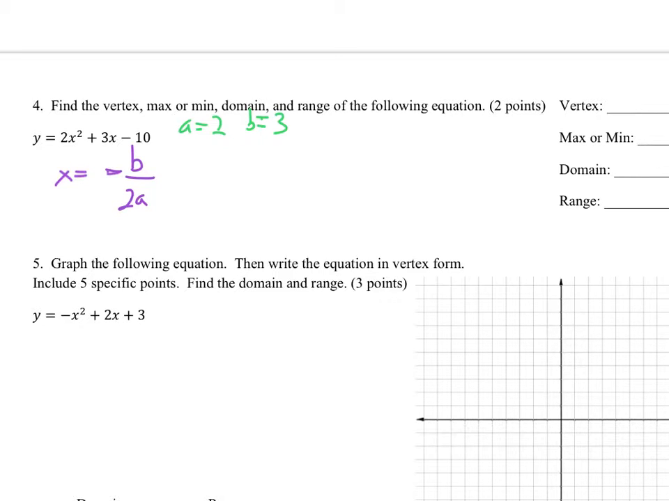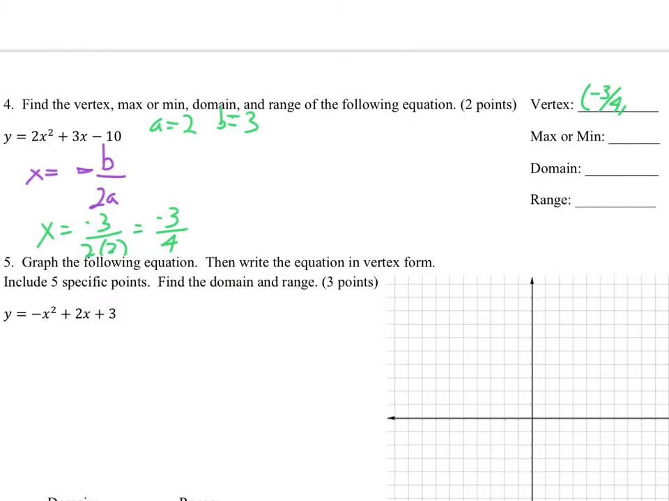So the axis of symmetry would be negative 3 over 2 times 2. So that would be negative 3/4. So we get negative 3/4 for the axis of symmetry. That also tells us the x-coordinate of the vertex. So we know that that is negative 3/4.